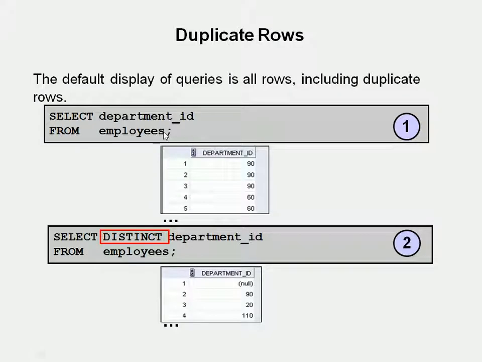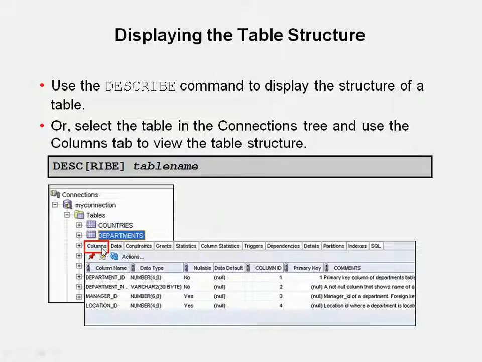Now here we use the department ID. You will see 90, 90, 90, 60, 60. All the departments were displaying. When you use the keyword distinct, it will show you only one value, no duplicate rows.